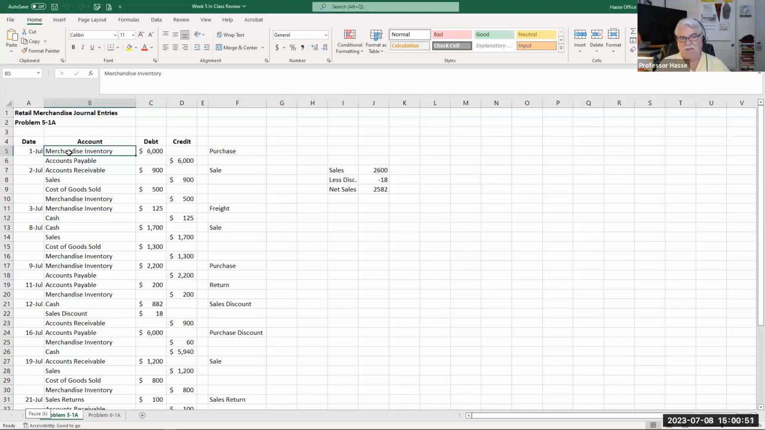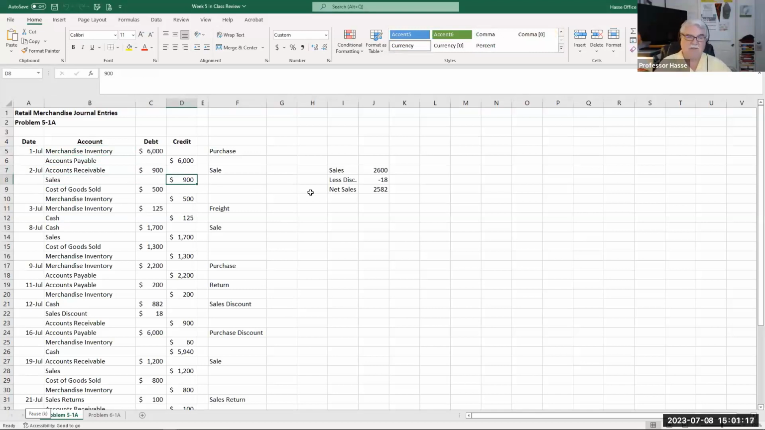Then the very next day on July 2nd, they take some of that inventory and sell it to their customers. They sell it to them on credit at a retail price of $900. So they give them an invoice, debit accounts receivable. They owe the money to us, and it's a credit to sales. We've sold $900 at retail of that merchandise.